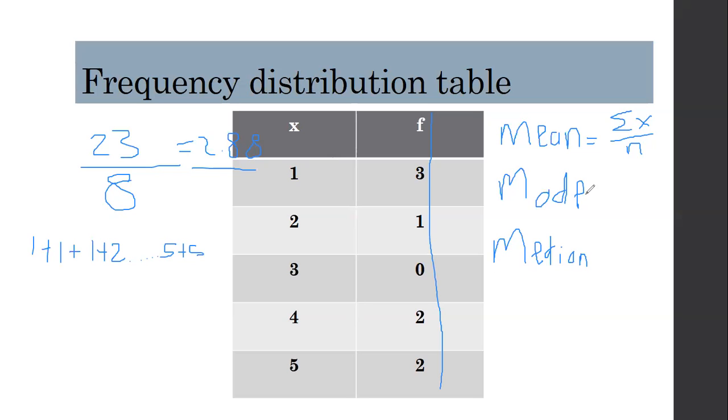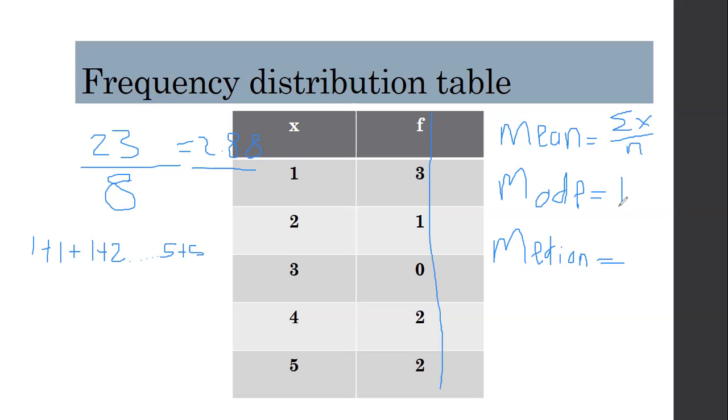What is the mode? Someone different? You just explain what is the mode and then what is the answer? Okay, so the mode is the number which appears the most, which has the highest frequency. So it would be 1, because 1 appears 3 times.